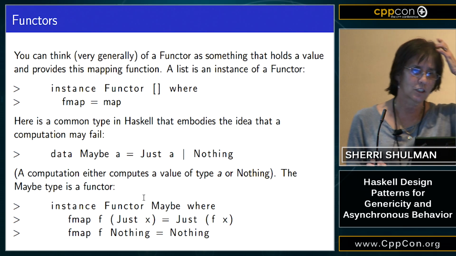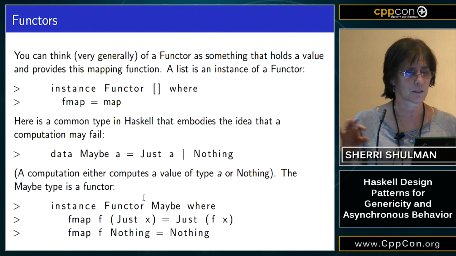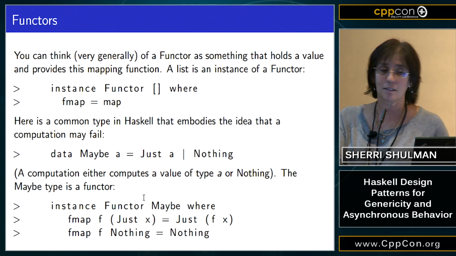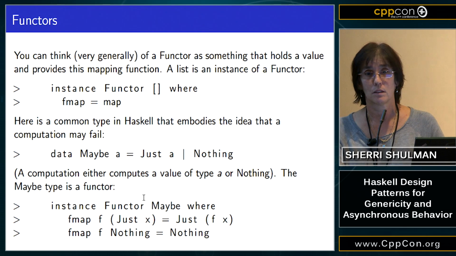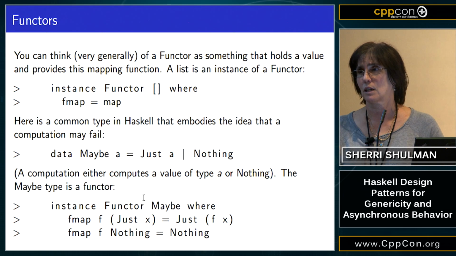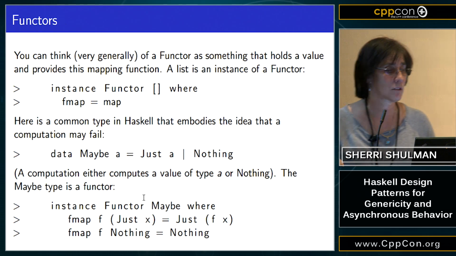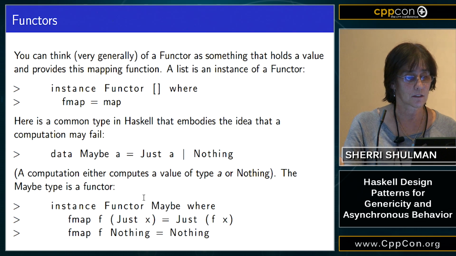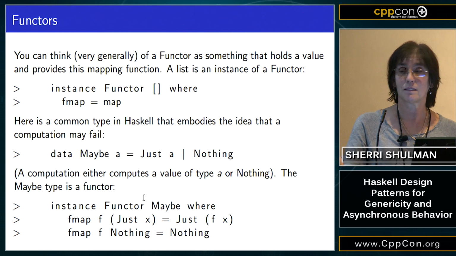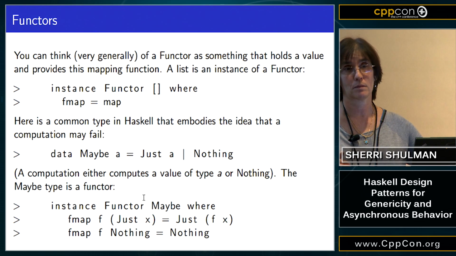All right, so you can think very generally of a functor as something that holds a value and provides a mapping function. A list happens to be an instance of a functor. So I'd have to say that, of course, instance in Haskell is similar to implements in Java. So I can say that a list, that's the notation for a list, is an instance of a functor, and I'll define the fmap to be the list's map.